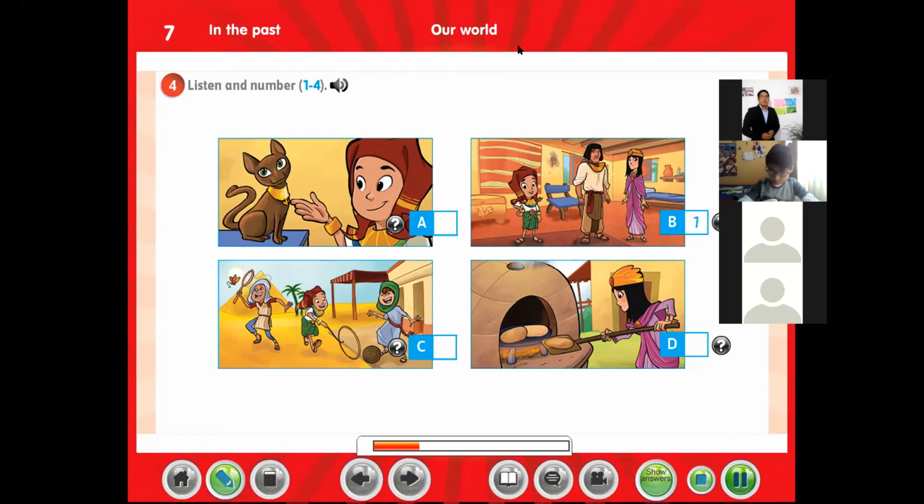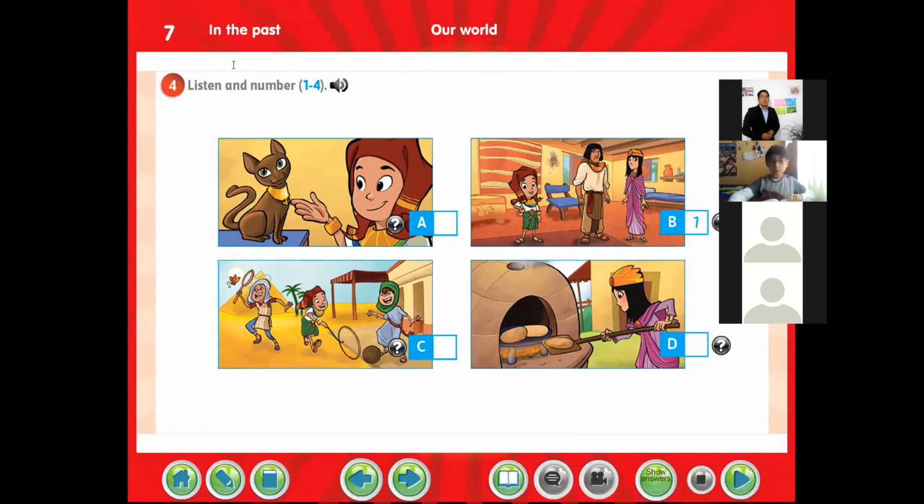Pentu lived in ancient Egypt with his family. They lived in a small house. Pentu's mother made some bread every day. It was delicious. Pentu loved animals. He had a cat. It was brown. Pentu played with his friends every afternoon.